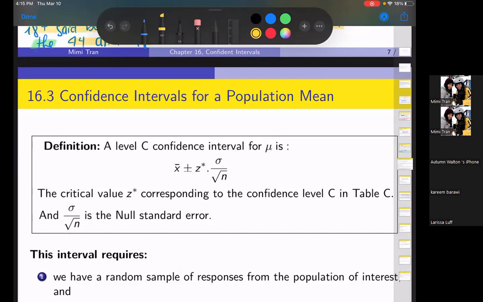Sigma divided by square root of n, that's your standard error. Basically, that's your sample standard deviation. That's a little s. Maybe I'll write it here. Standard error, sounds fancy. Another word, aka sample standard deviation.